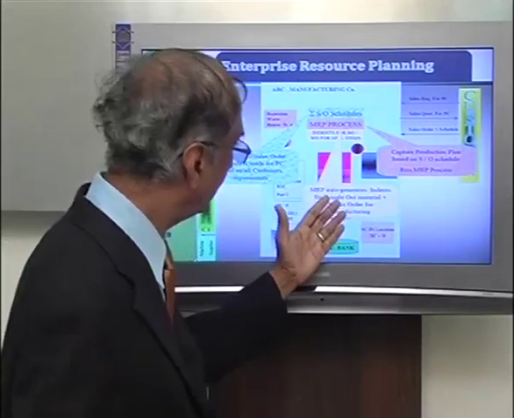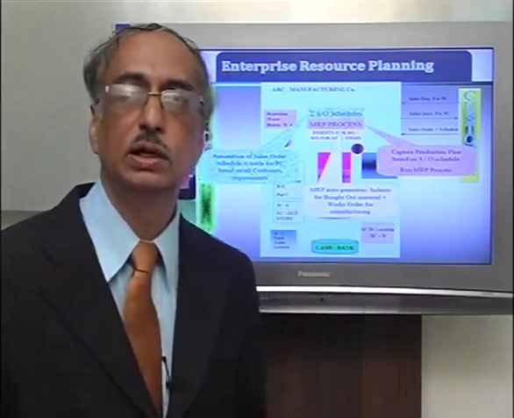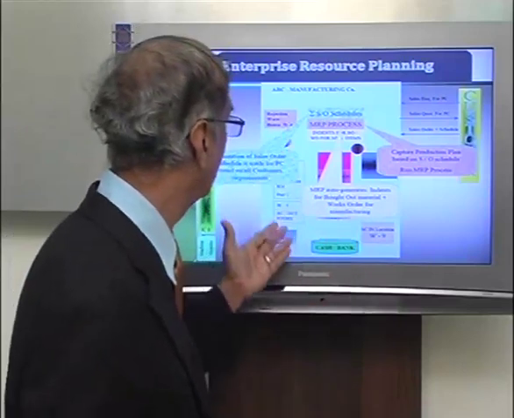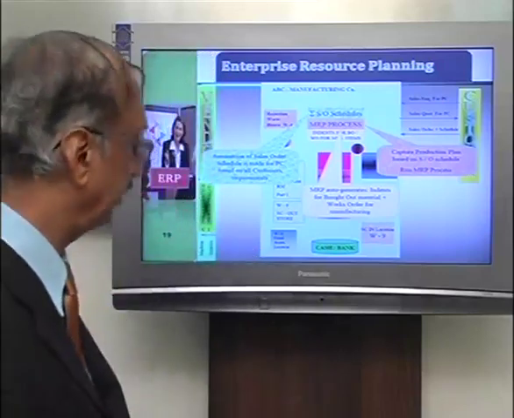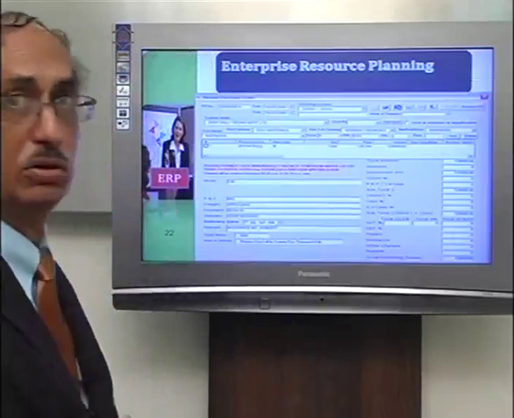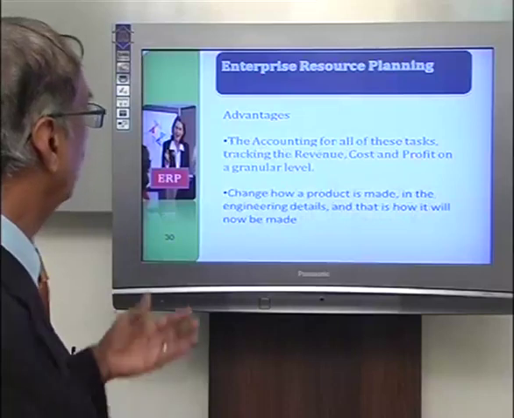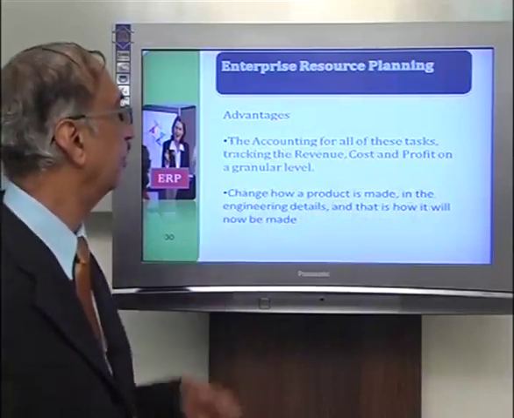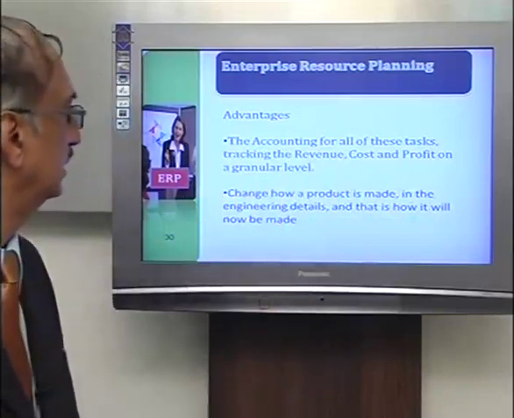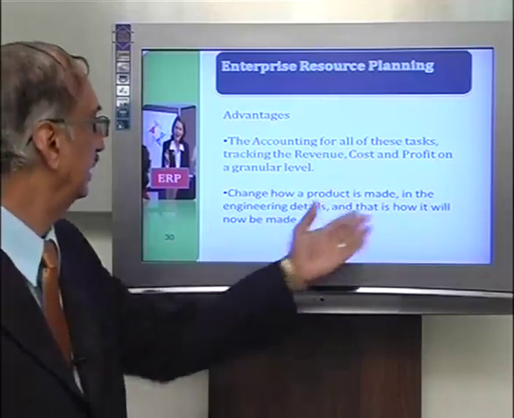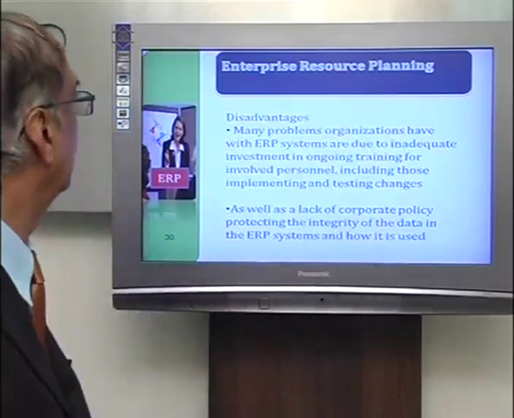So generally from here onwards, we also take over stocks. ERP makes the stocks. It records the quality control and all the reports, etc. All those things will be taken care of by the ERP. So generally we are talking about the ERP advantages. Let us see some more advantages now, where accounting for all the issues, tracking the revenues, cost, profit at a granular level. If a change to a product is made in the engineering details, that is how it is to be made. All these things are possible with the ERP.